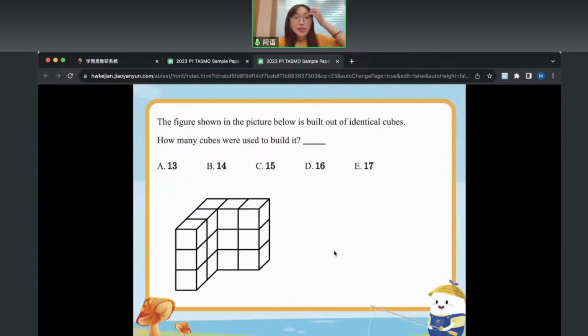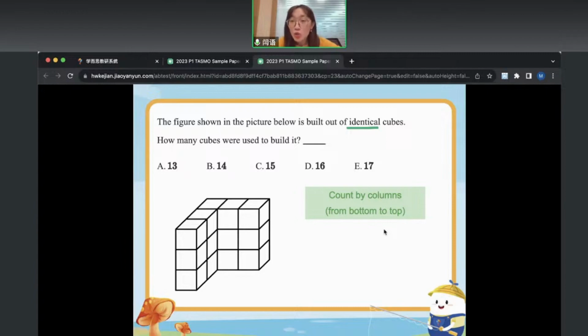The figure shown in the picture below is built out of identical cubes. How many cubes were used to build it? Okay, 这个地方稍微给大家拓展一个词，就是 identical. What is the meaning of identical? That is the same, the same. Okay, 就是一模一样的。OK，那我们看这道题其实非常的简单，对吧？但是这里呢，Teacher Apple 想要跟大家拓展的知识点是，我们怎么样来数小方块？那我们有两种方法。The first one is we can count by columns.